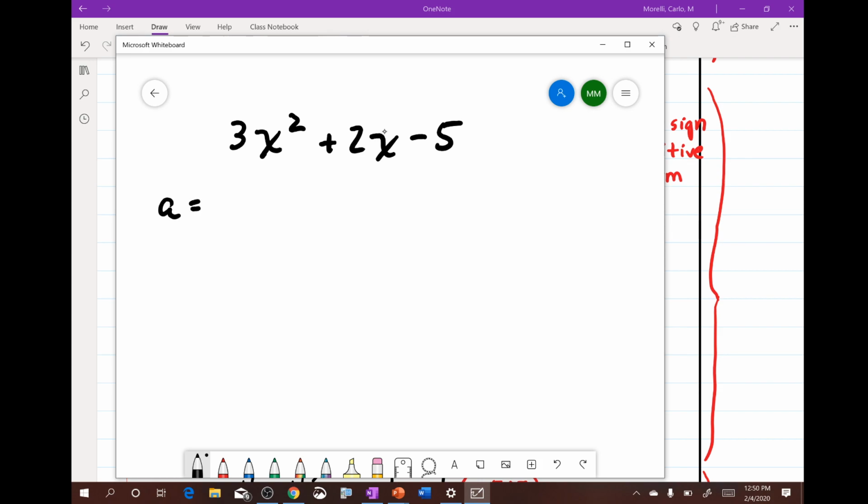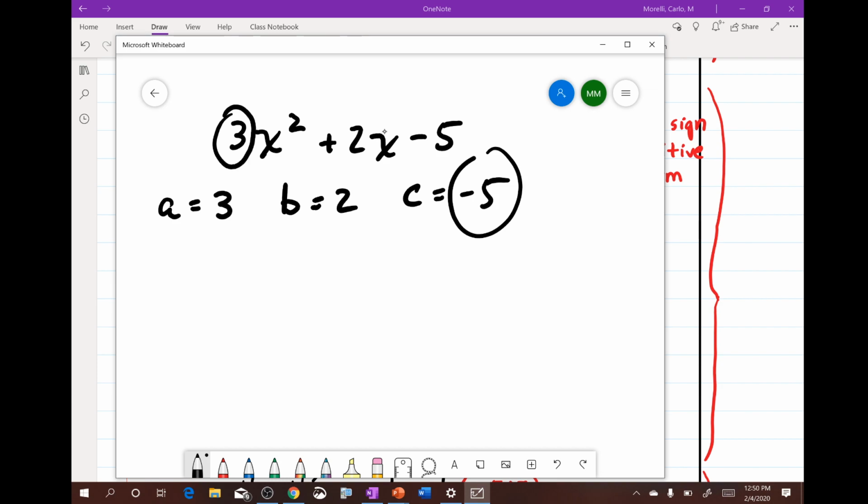What's A? A is 3. What's B? What's C? What is the y-intercept? Does this graph open up or down? A is positive, so it opens up. Crosses the y-axis at -5.